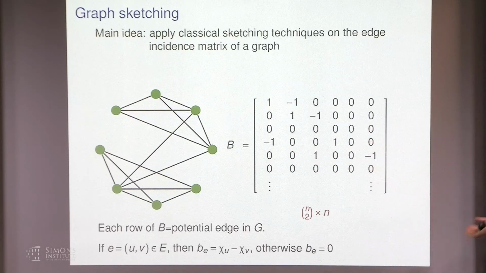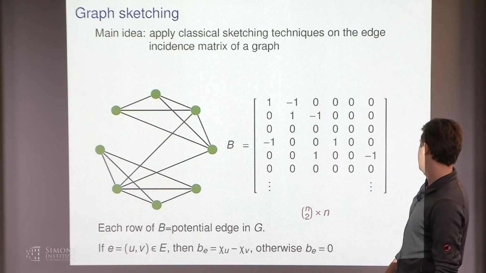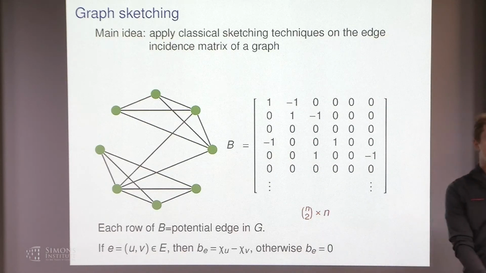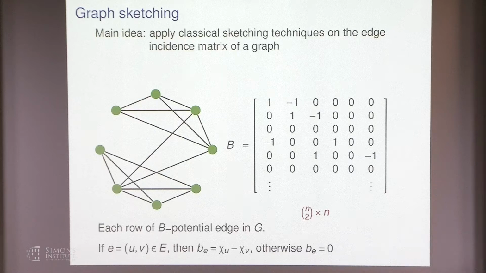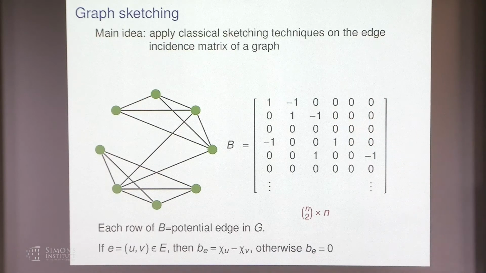And let me remind you what the edge incidence matrix is. Here's the edge incidence matrix, which we'll denote by B. It's a matrix with n choose 2 rows, one row for each potential edge in the graph, and n columns. The columns correspond to vertices in the graph. Now, each row in this matrix is a potential edge in my graph G.